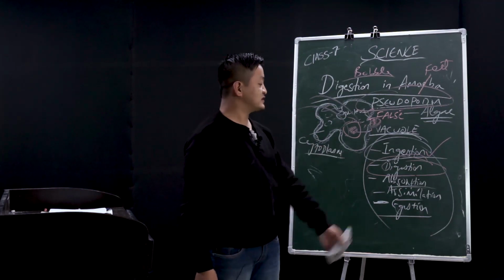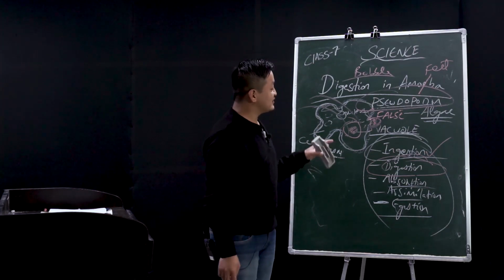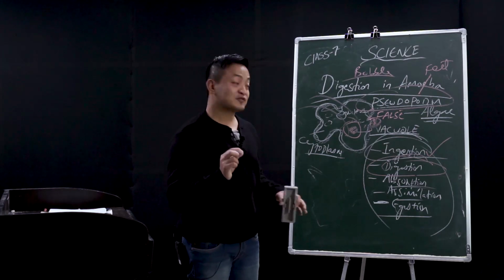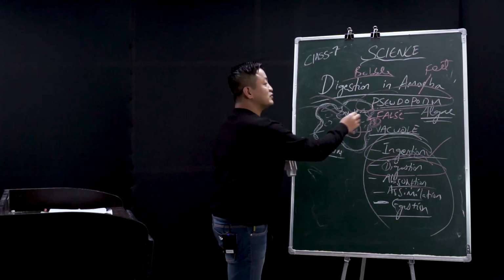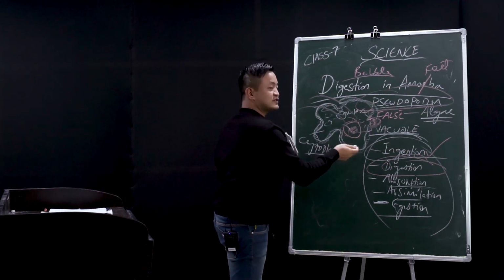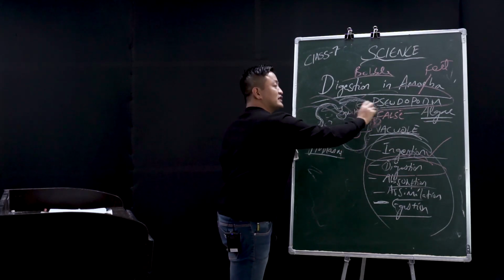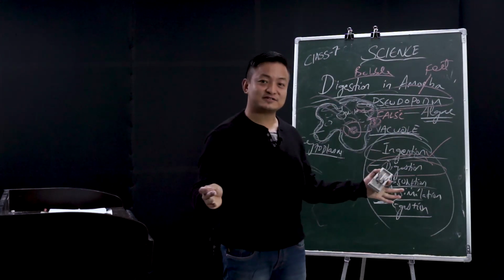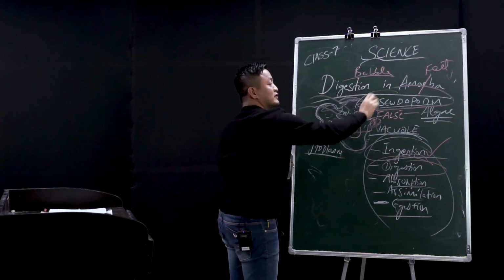Now assimilation is done, and how would egestion take place? There will be some food particles which will be undigested. So the undigested food particles would be evacuated from the cell membrane. The undigested food particle would reach the cell membrane, and the cell membrane will rupture, and then it will be thrown out from here.